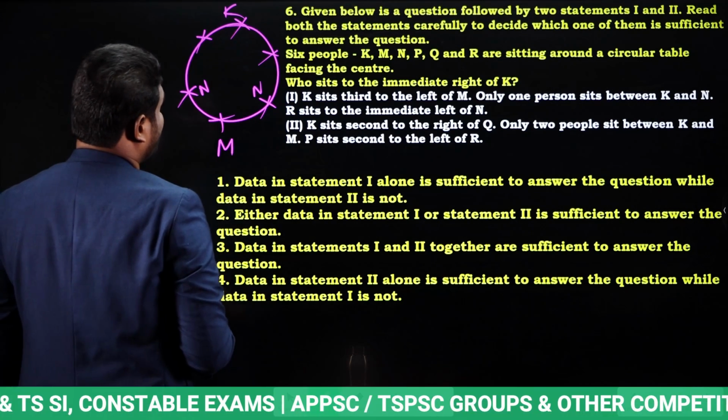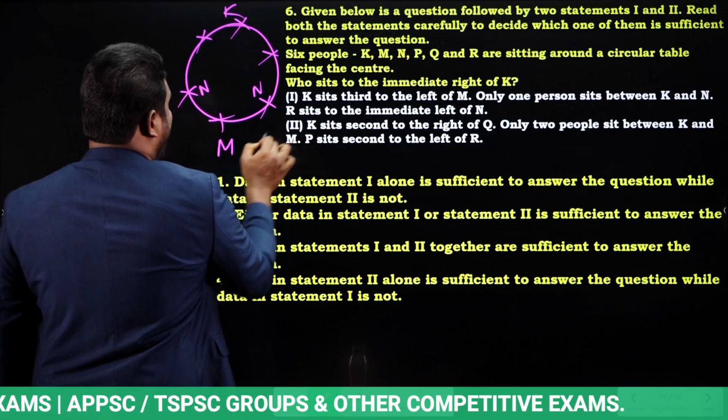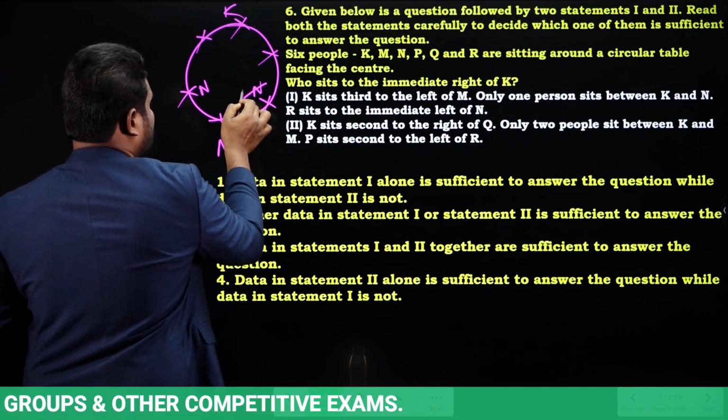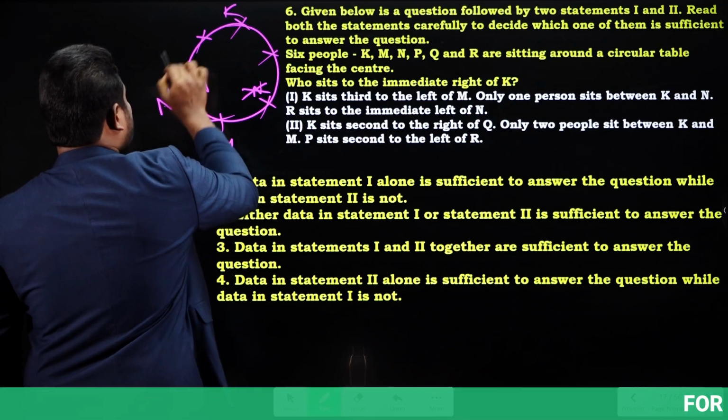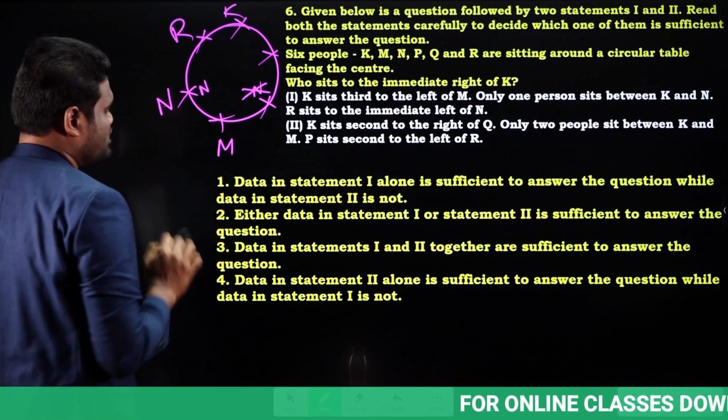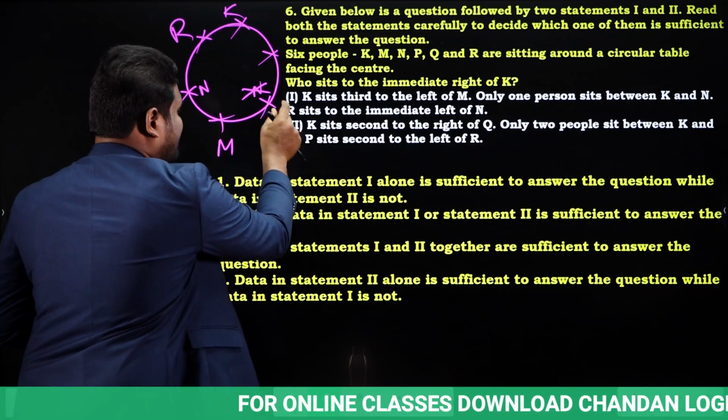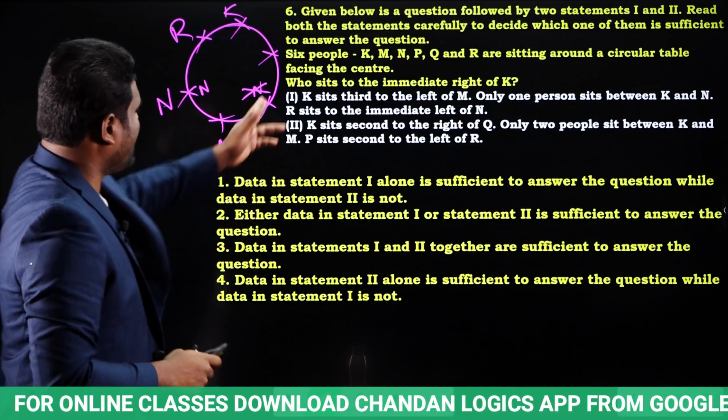So R sits immediate left of N. Now if this is N, R should sit immediate left. This is not possible, which means N can't come here. So definitely N should come here. So if N is here, R sits immediate left of N. So R should sit here. Yes or no?